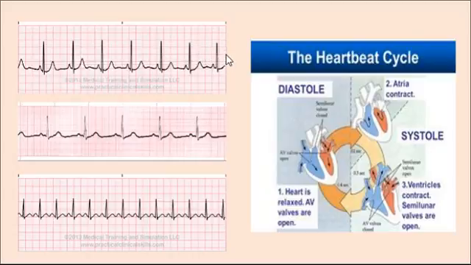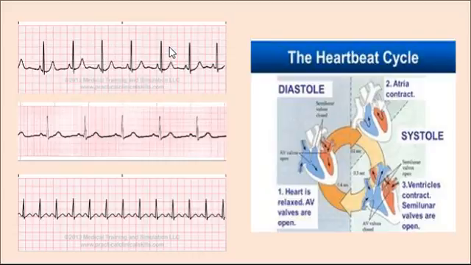$300, 150, 100, 75. The second way that you can count your heart rate is within your 6-second strip. 3 seconds, 6 seconds. So between 2 of these solid lines, how many QRSs do you have? I have 1, 2, 3, 4, 5, 6, 7. Count your QRSs times 10. 7 times 10, our heart rate is 70. Those are 2 methods. So my heart rate is about 70.